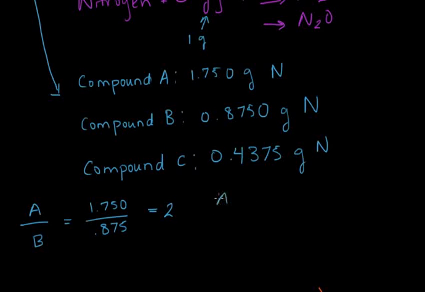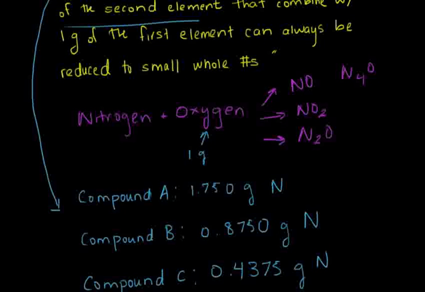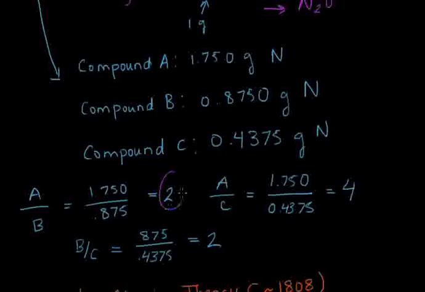Okay, that's good. A to C is going to be 1.750 divided by 0.4375. And that is exactly 4. Alright, what about B to C? Well, B to C is just going to be 0.875 divided by 0.4375. And that is equal, again, to 2. So, when we refer to small whole numbers, this is what we mean. We mean 2, 4, and 2.